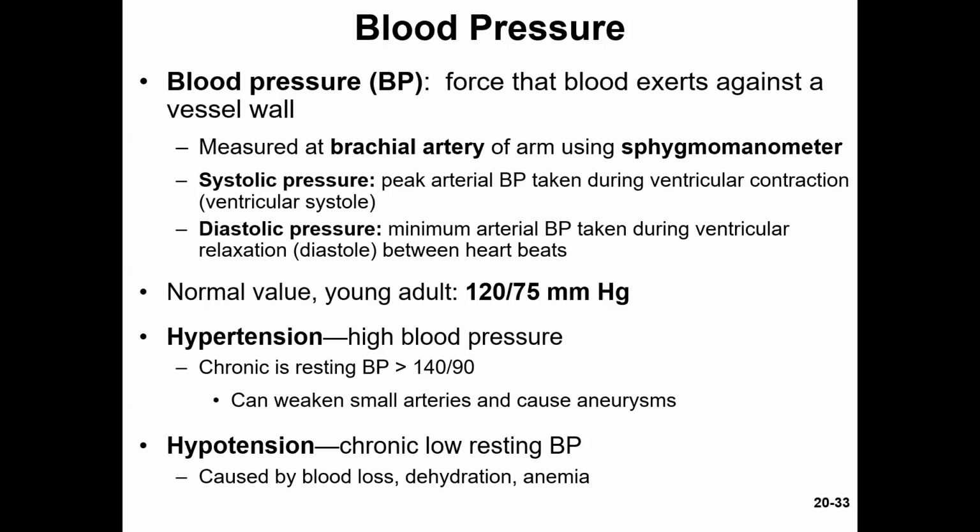So the normal value in the young adult is 120/75. And that actually is going to depend on the resource a little bit, as usual. Check your resources. Actually, that may even be different per country, from what I understand. Hypertension is what we call high blood pressure. Chronic is resting BP of 140/90. It can weaken the small arteries and cause aneurysms. Hypotension is chronic low resting blood pressure. This is caused by blood loss, dehydration, and anemia.